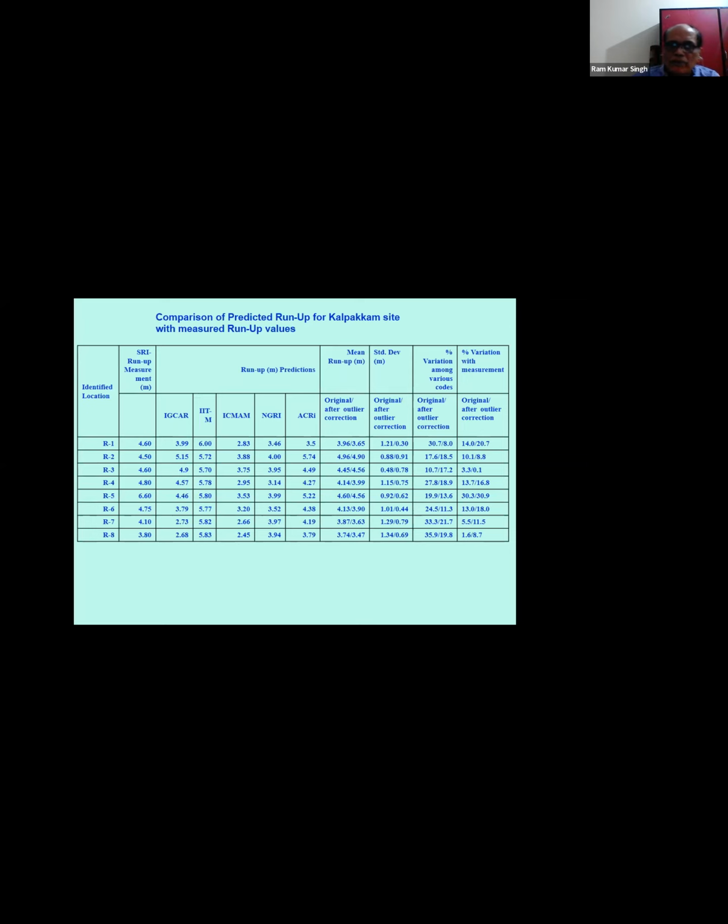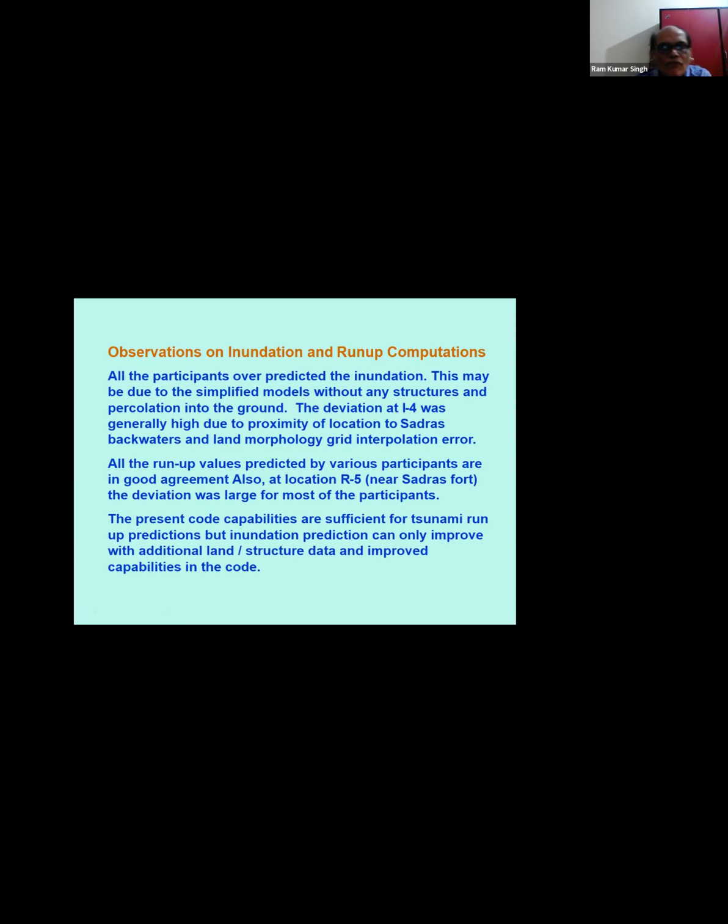So these are the run-up predictions, and again you see here that in most of the cases the results are within 14 to 30% or so, and they are reasonable among all the participants, and even the standard deviation to the mean ratio also is good.